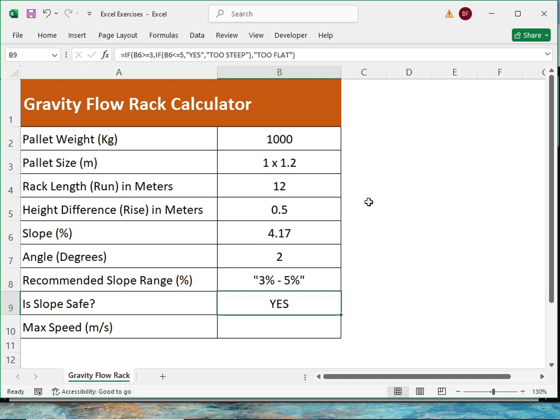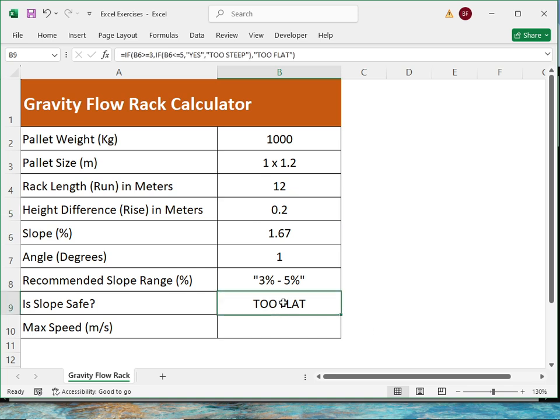So if the height difference, for example, is too high, let's say 1 meter, that would be too steep. Let's say we make it low, 0.2 meters, that would be too flat.